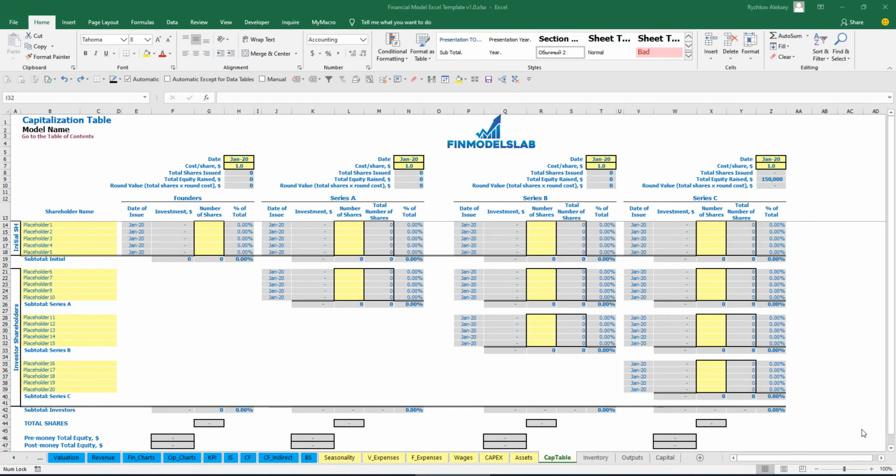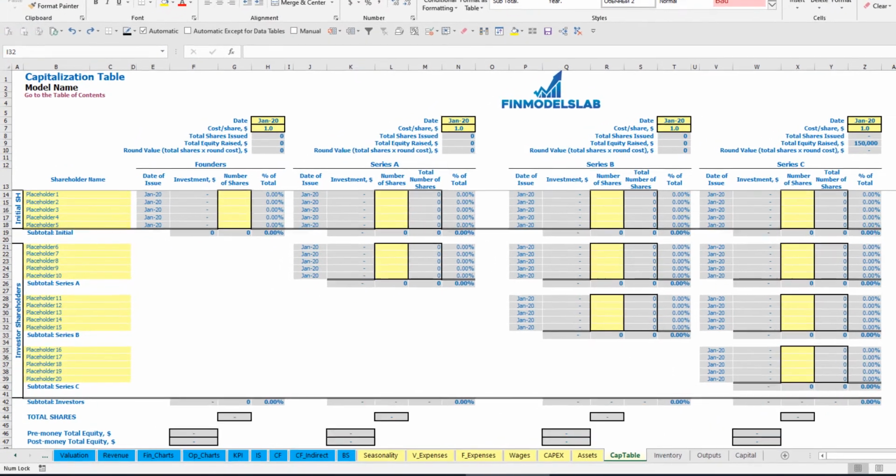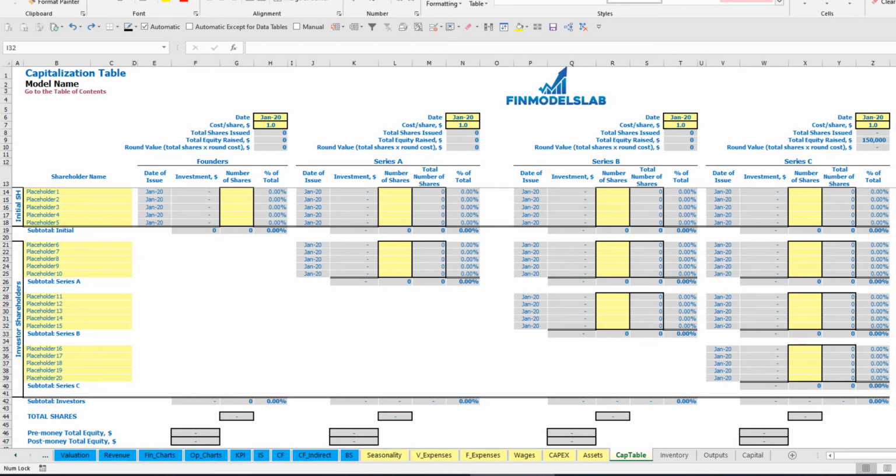For the capitalization table you can input different founders and investors contributions, broken down by different dates of funding with different cost of share for each series, and you can see the dilution of shares after each round, and pre-money total equity and post-money total equity.